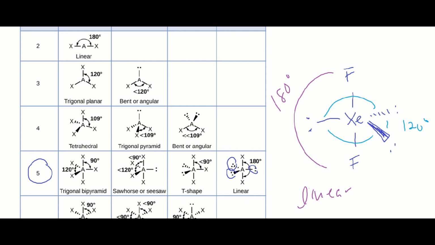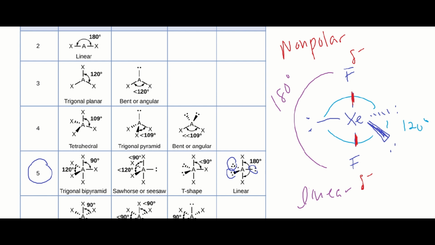Now the last part: is this polar or non-polar? This bond here, between the fluorine and the xenon, is polar, because fluorine is much more electronegative. Xenon is a noble gas, so it has a very low electronegativity. Each of these bonds is polar, but because of the symmetry of the molecule, those dipoles cancel each other out. So there are no net dipoles on this molecule. The molecule is non-polar.